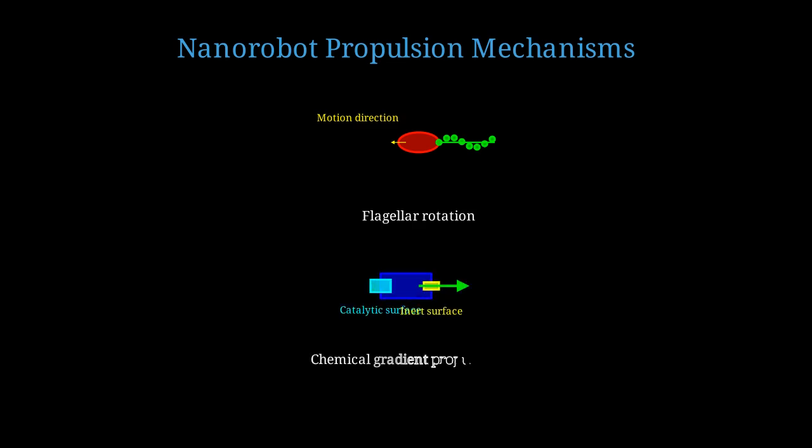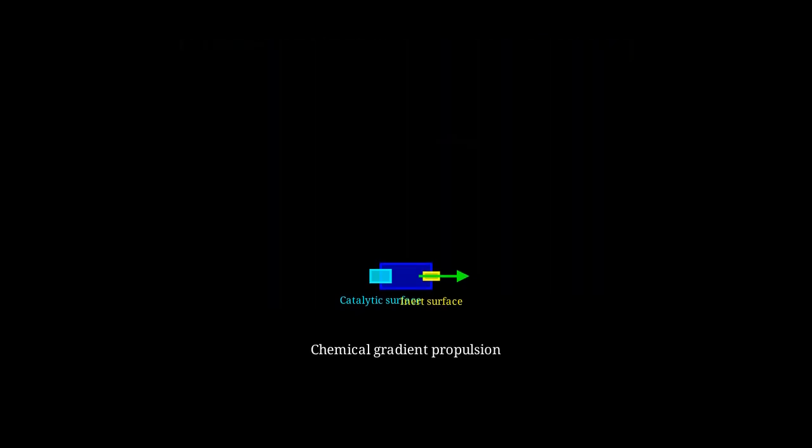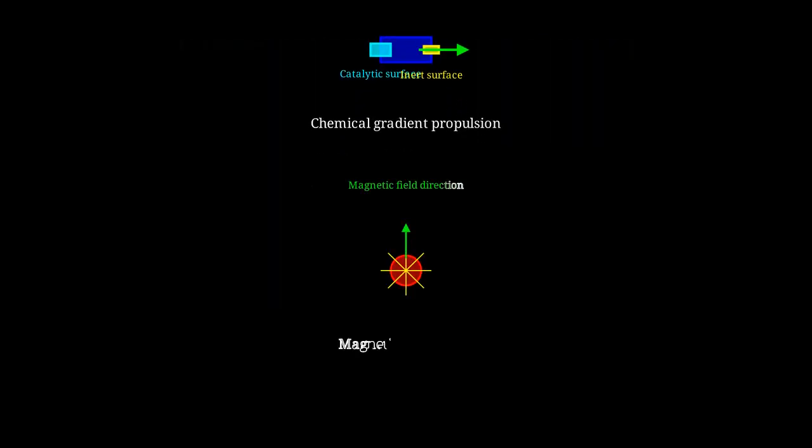Catalytic propulsion: asymmetric chemical reactions on the nanorobot surface create local concentration gradients. The resulting diffusiophoresis or self-electrophoresis generates motion without moving parts. Magnetic navigation: incorporating magnetic materials allows external magnetic fields to guide and propel nanorobots. This provides precise external control but requires sophisticated field generation systems.